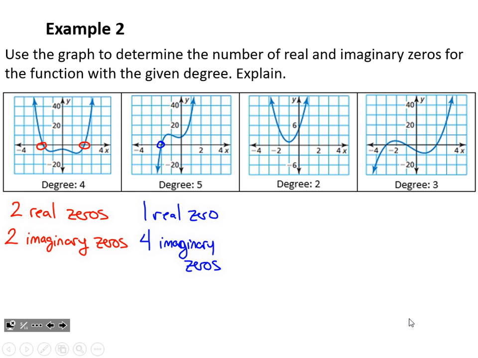The third graph might as well have been right out of chapter 3. We've got a quadratic, a second degree, and you can see it does not cross the x-axis at all, so it has no real solutions, no real zeros. Both of them, because it's degree 2, it had to have 2 zeros somewhere. Both of them just happen to be imaginary in this case.